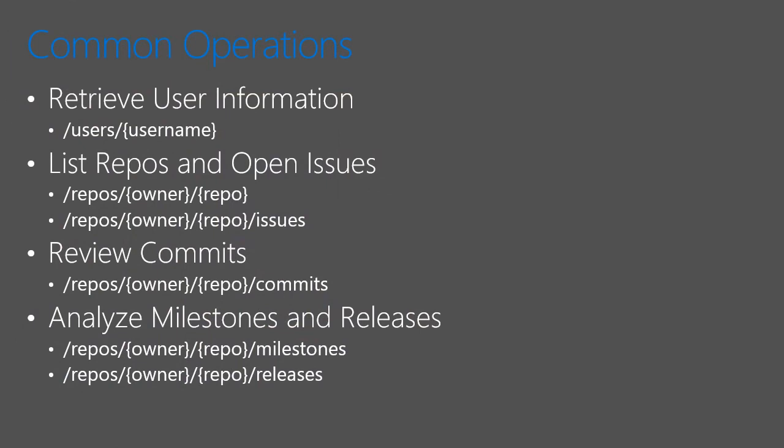So as you can see on this slide, I've listed some of the common operations from the demo, including how to retrieve user information using the users piece of the API. You can list out the repos that are owned by a particular owner, open issues that they may have. For commits, we can also look at the commits as well as the milestones and releases. Now these need to be active releases as shown, as well as open milestones.